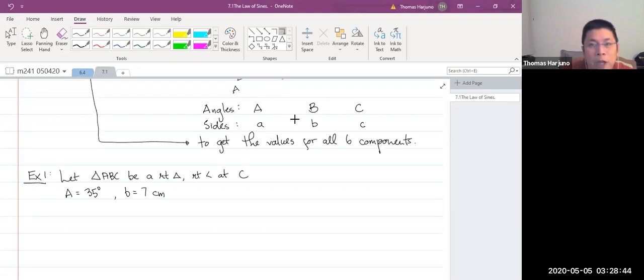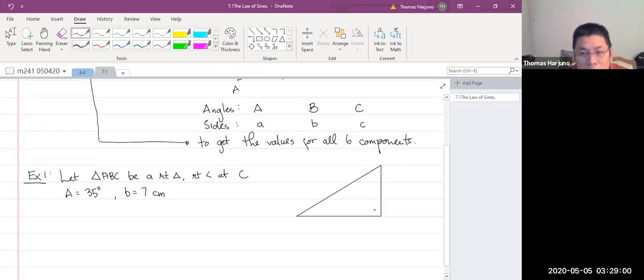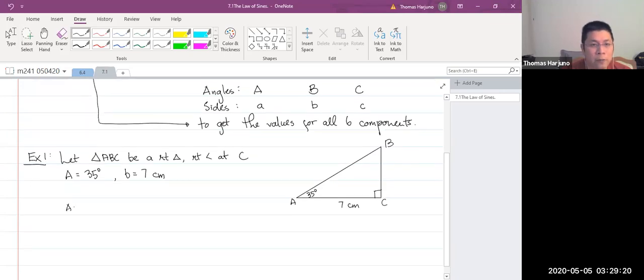Of course, it would be helpful if we can draw the triangle, right? Sketch a triangle. Let's say this is angle C, where you get the right angle. Okay, angle A, 35 degrees. And then side B, that side B must be here, is 7 centimeters. Okay, now then to solve the triangle, I need to find angle A, angle B, angle C, side A, side B, side C. Of course, we already know angle A, that's 35 degrees. Side B is 7 centimeters. And angle C is a right angle, so automatically that's 90 degrees.